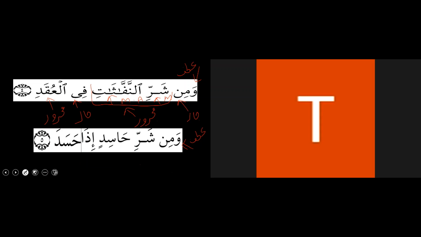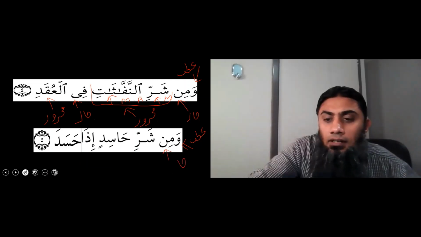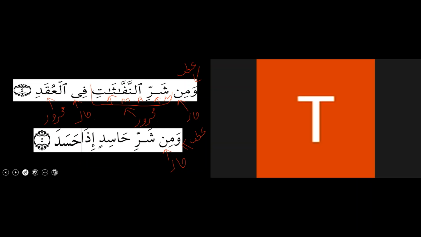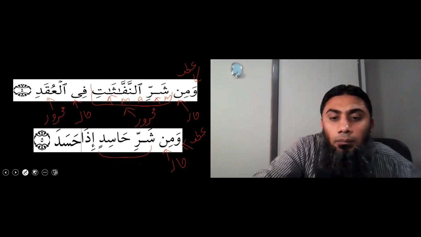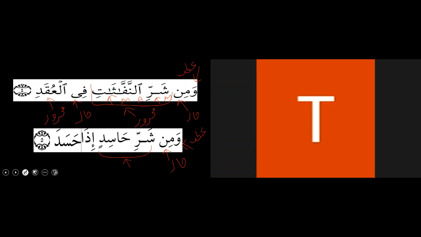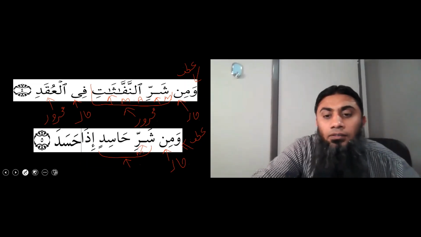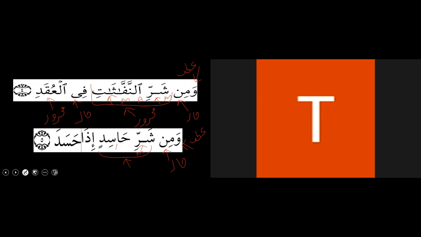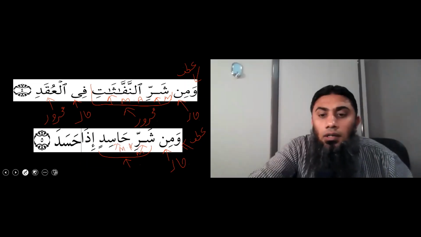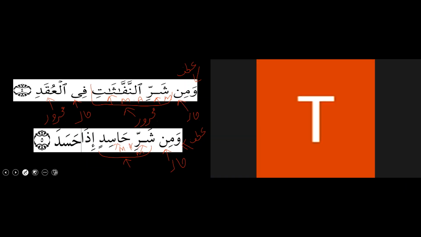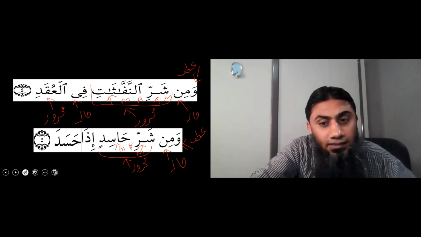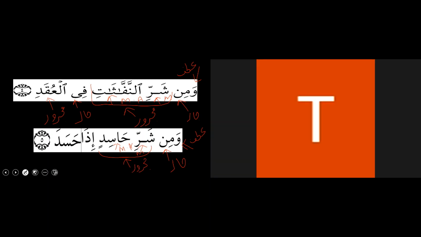previous one. Okay, so min is jar, sharri is majroor, but again, sharri and hasidin are linked to each other by the meaning of being mudaf ilayh, in which sharri is playing the role of mudaf. By the way, I'm writing this M for mudaf and MA for mudaf ilayh just to make it short. So sharri and hasidin are mudaf ilayh, and they are in the bucket of majroor. Once again, in reality, only sharri is in the bucket of majroor, but because sharri is connected with hasidin.